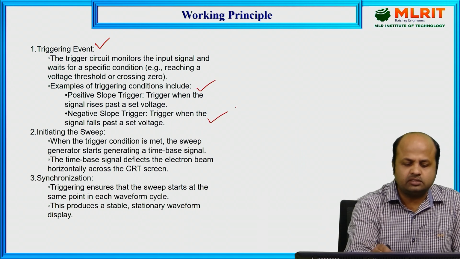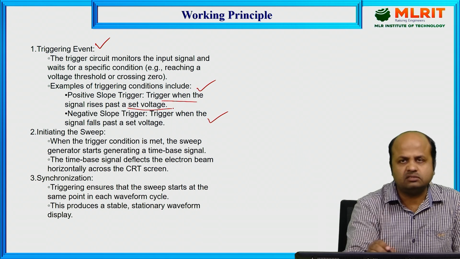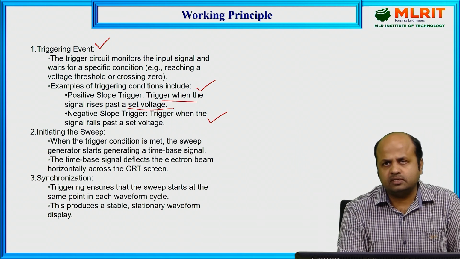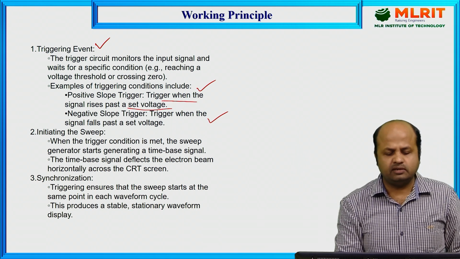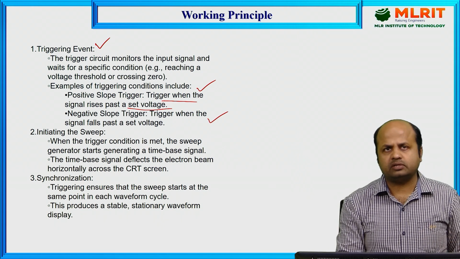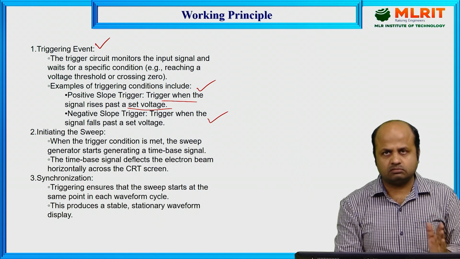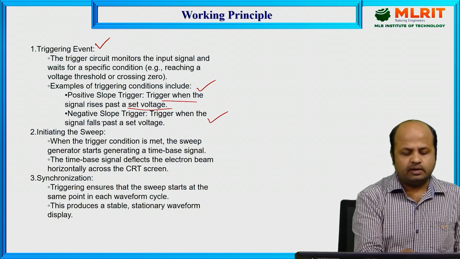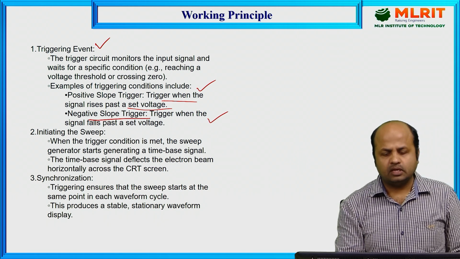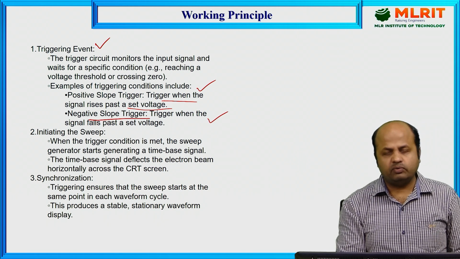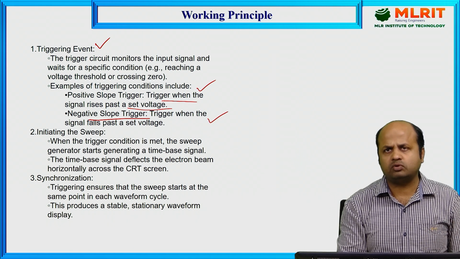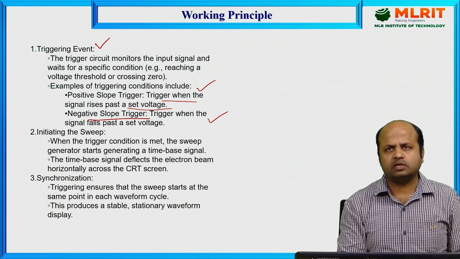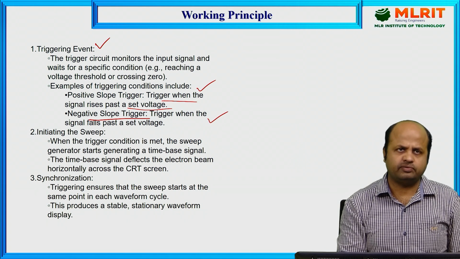It triggers when the signal rises past a set voltage. So the positive slope trigger is when the trigger voltage passes a threshold limit. And the negative slope trigger is when triggering is done as the signal falls below a threshold value. So positive slope trigger and negative slope trigger are the two types of triggering event.